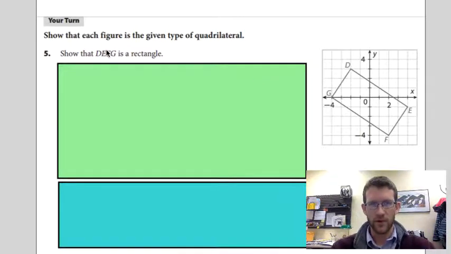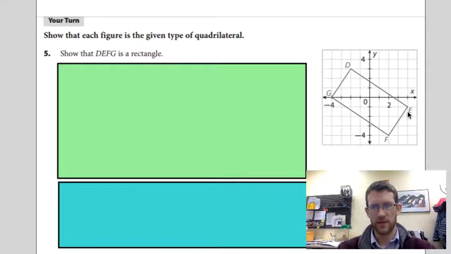So this one asks, show that each figure is the given type of quadrilateral. So is this a rectangle? We basically need to prove that it is not only a parallelogram, but that it's a rectangle. So we need to just show that one of these angles is 90 degrees. So we can get the slopes to prove it's a parallelogram first.